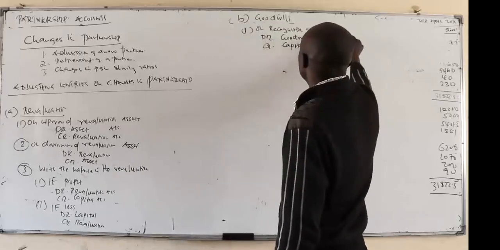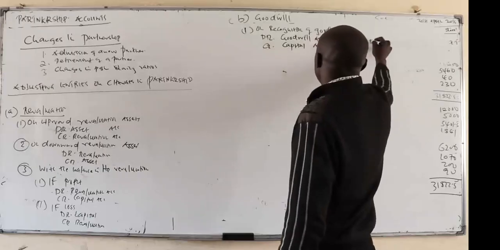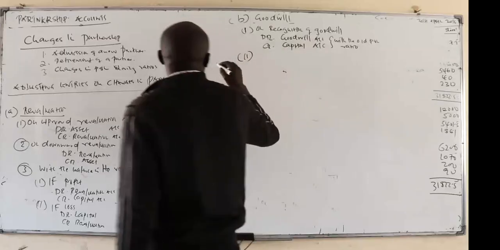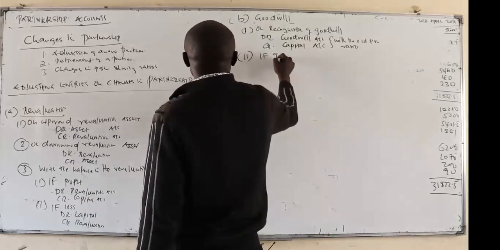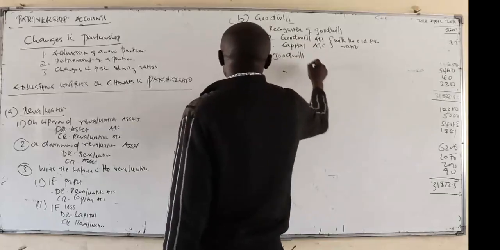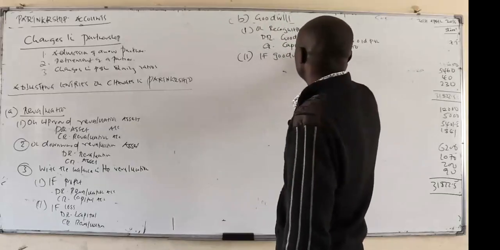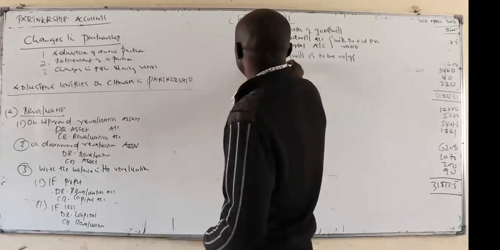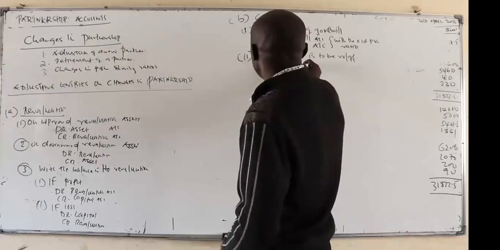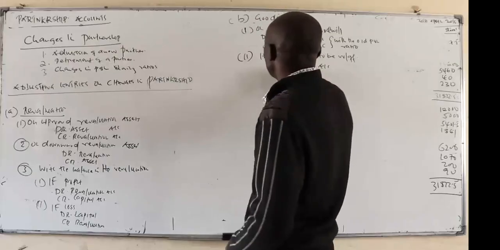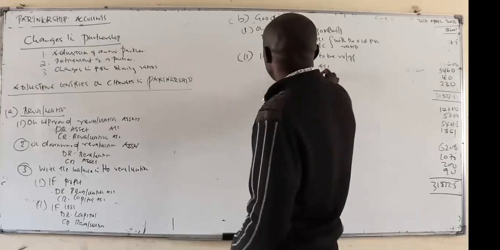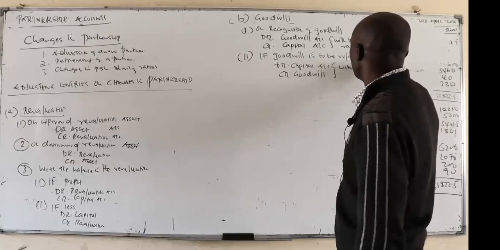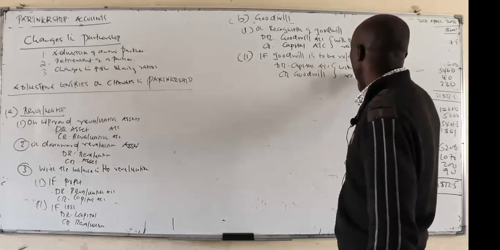Two, if goodwill is to be written off, you debit capital account and you credit goodwill, with the new profit and loss ratio.